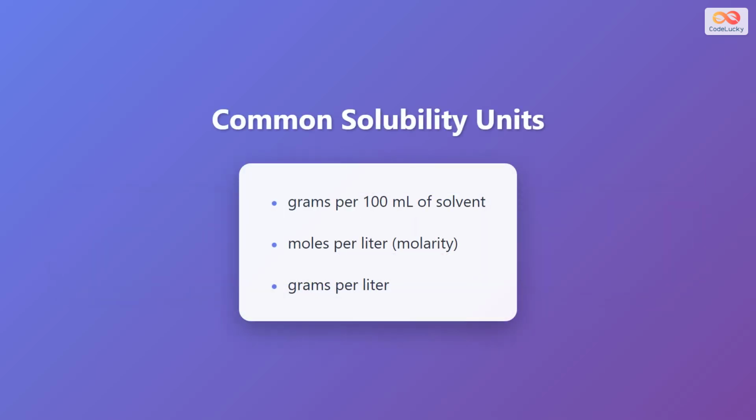Solubility can be expressed using different units depending on the context. The most common unit is grams per 100 milliliters of solvent, which tells you how many grams of solute can dissolve in 100 milliliters of the solvent. Another common unit is moles per liter, also known as molarity, which is useful for chemical calculations. Finally, grams per liter is used when dealing with larger volumes. All these units help us quantify exactly how soluble a substance is under given conditions.